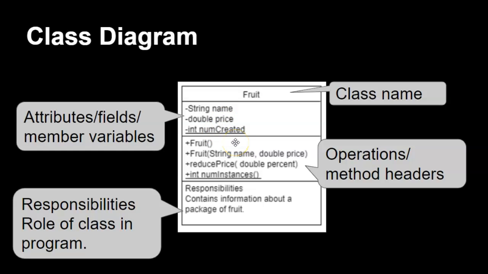In the third compartment, it has operations. We can think of those as method headers: how users will interact with instances of the fruit class. And note the constructors. This is again Java-specific notation, because in Java the name of a constructor is the name of the class, but in other languages you might just say init, to initialize an instance. The plus means public, and the underlined numInstances means it's a class method.